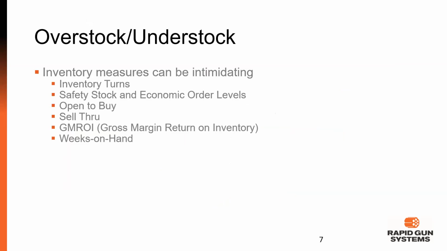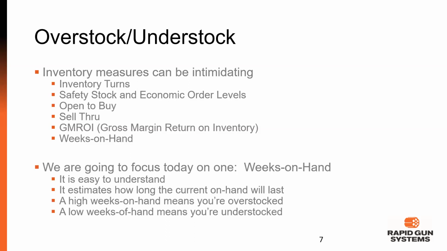And when we start to talk about these types of things, what we're really getting into are a lot of inventory measures. And these inventory measures can be intimidating. You've heard terms like inventory turns, safety stock and economic order quantities, open to buy, sell through, GMROI, that's one of my favorites, gross margin return on inventory, and weeks on hand. Again, all of these terms are all about managing inventory. They can be intimidating, and so we're going to make this as simple as possible by focusing on only a single one. And we're going to focus on weeks on hand.